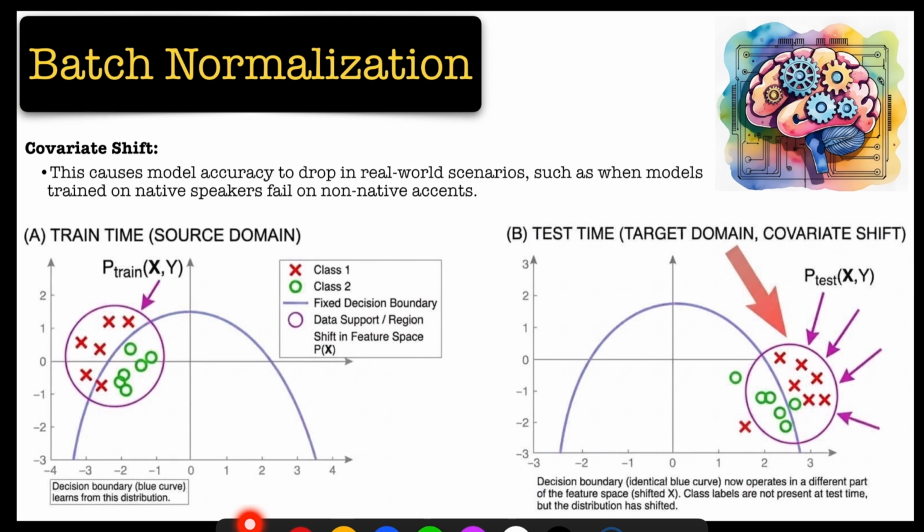But what happens when we test with some other real world data? This model's accuracy will drop in real world scenarios, such as when a model trained on native speakers fails on non-native accents. So if we try on any other different real world scenarios, this model will not perform well. It performed well at test time because it got lucky, right? But it will not perform well in other real world scenarios. So this is the problem. This problem we call covariate shift, because the covariance of the data is shifting.